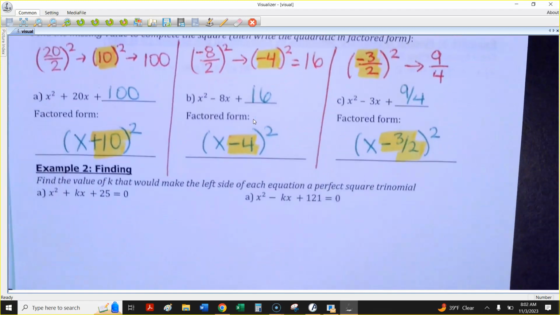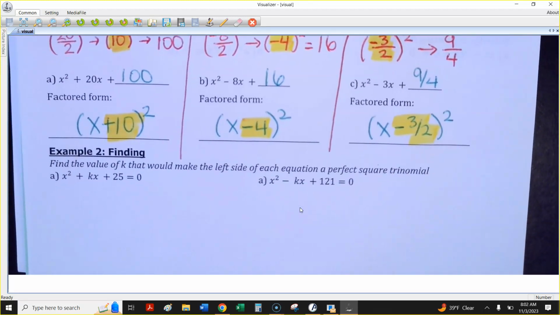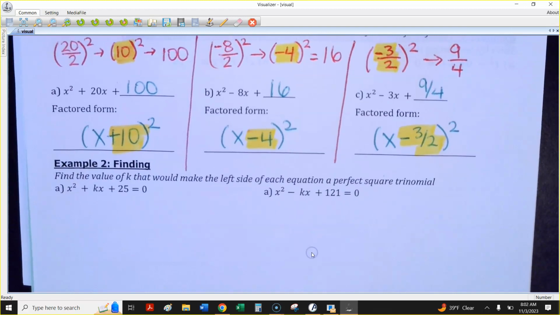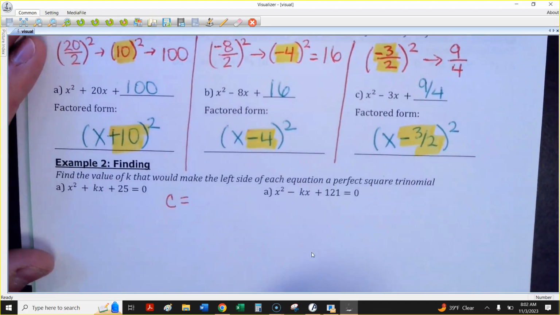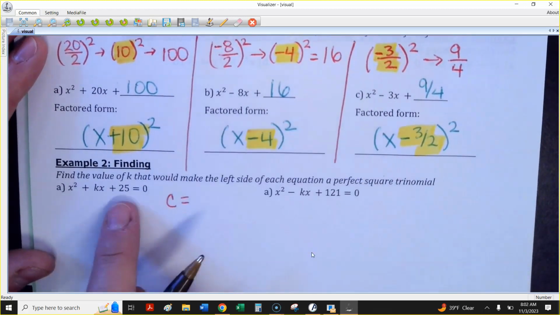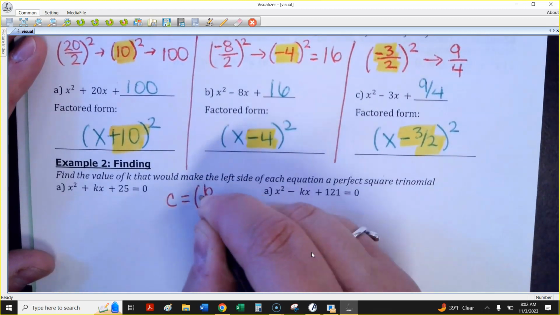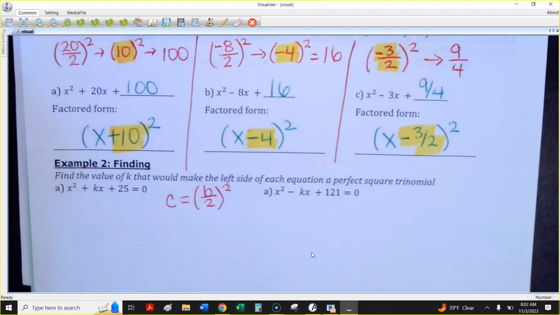Now this is a little teeny bit tricky. I am actually going to ask you to find the b value on this question that would make it a perfect square trinomial. So let me just remind you of this. If you have a perfect square trinomial, the constant term, the plain number, which is 25 for my first example here, has to be the b value divided by 2 squared, just in general.